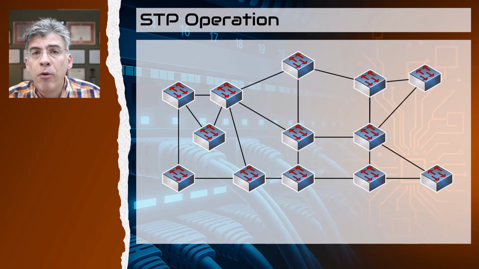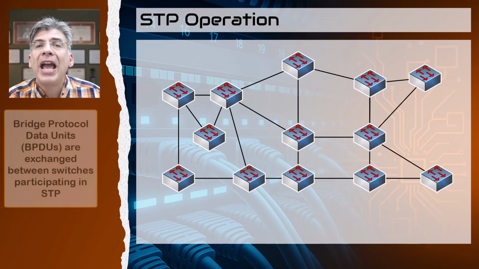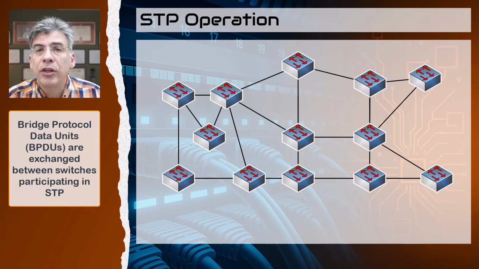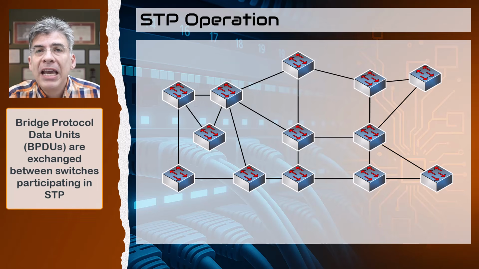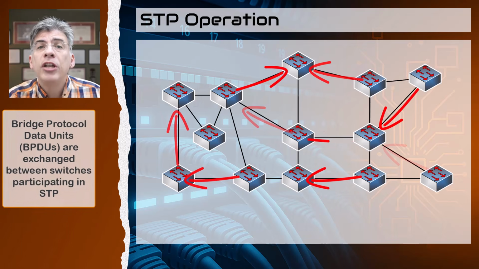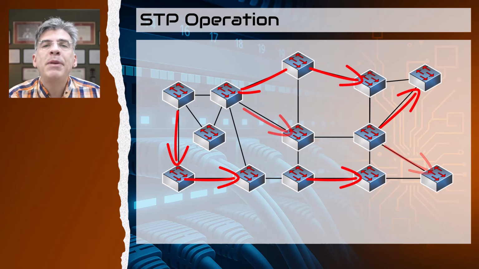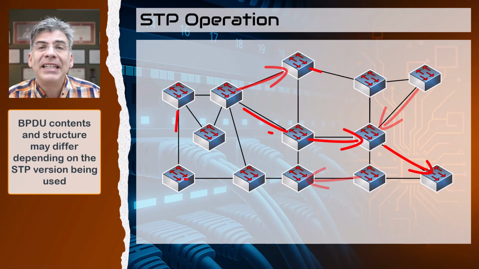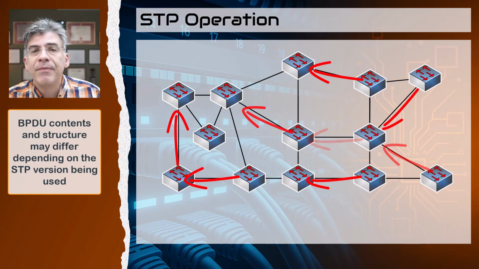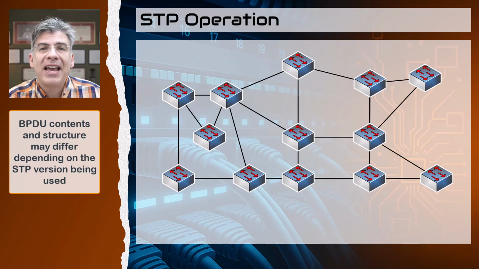Now, in order for a topology like this one to be able to implement the blocking of particular ports to achieve a spanning tree, there are several things that have to happen. All switches participating in spanning tree will begin to exchange what are known as Bridge Protocol Data Units, or BPDUs. These are the control plane messages exchanged between switches to build the spanning tree. Now, all STP versions use BPDUs, but their contents may differ based on the version being used. The exchange of BPDUs is at the heart of the operation of STP.